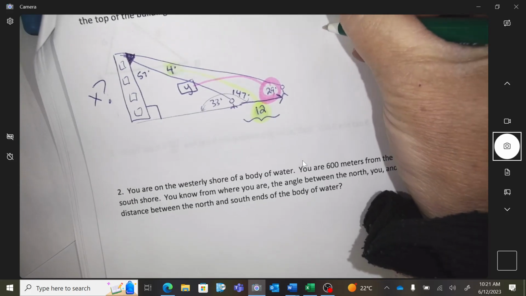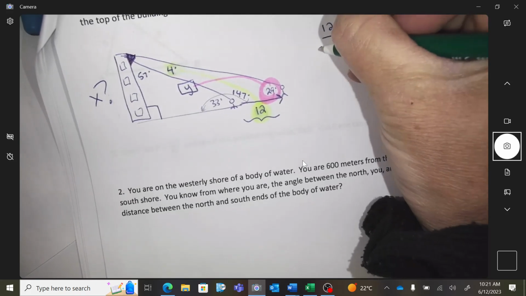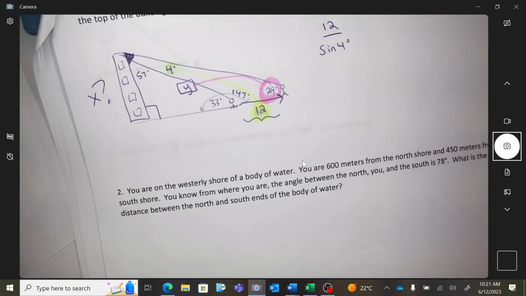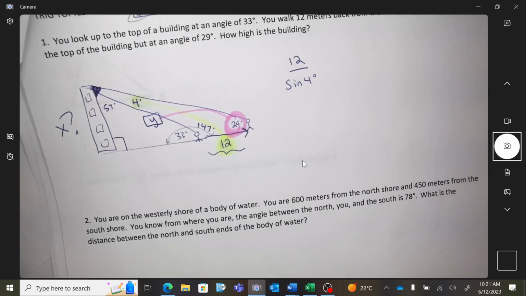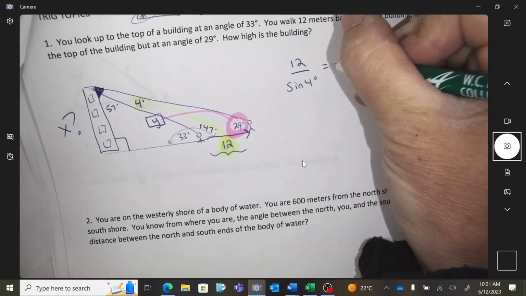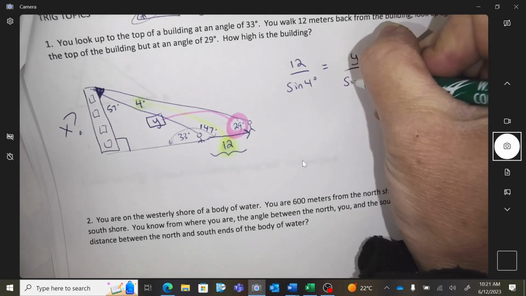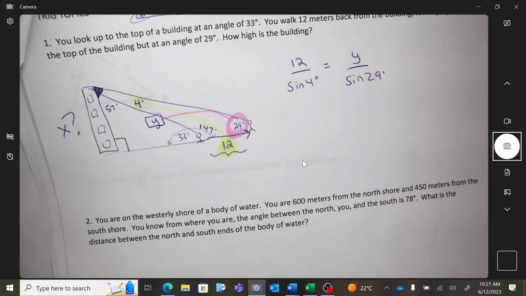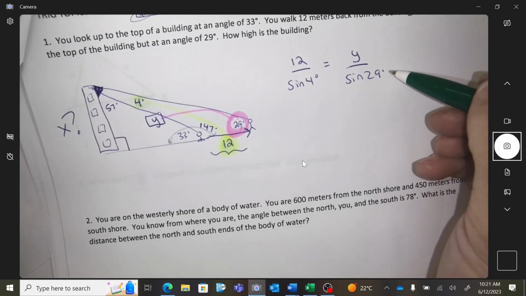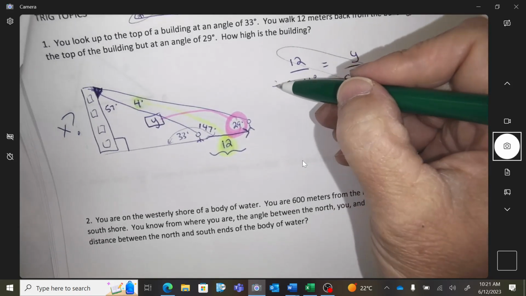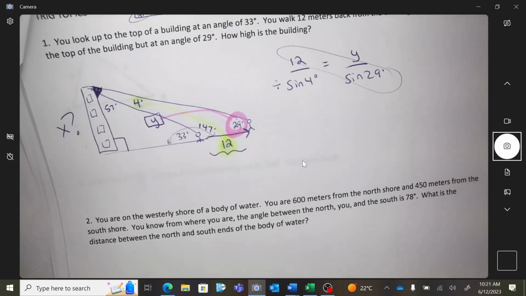Okay, so setting it up will look like this. 12 over sine 4 degrees equals y over sine 29. Does that look familiar? Times divide. Do you remember to do your crisscross? Times which two? Divide the lonely one. That's what we always do.